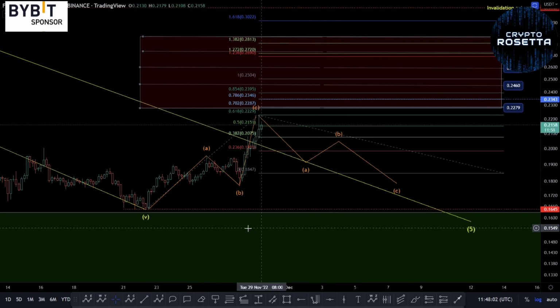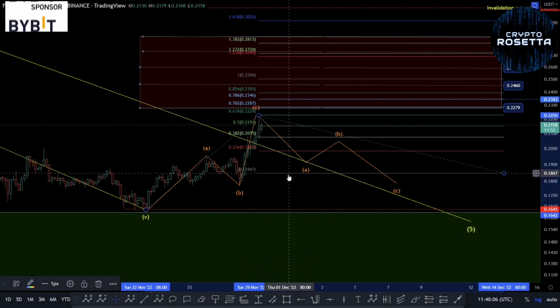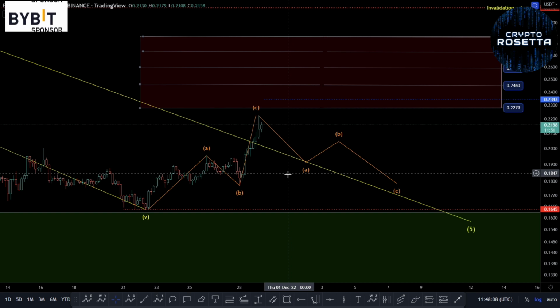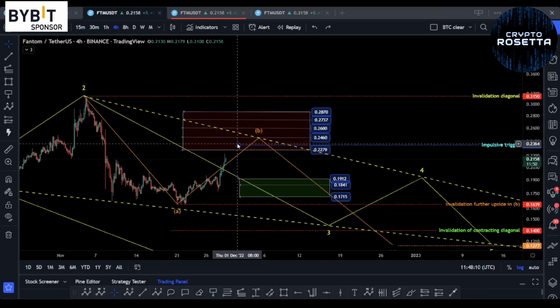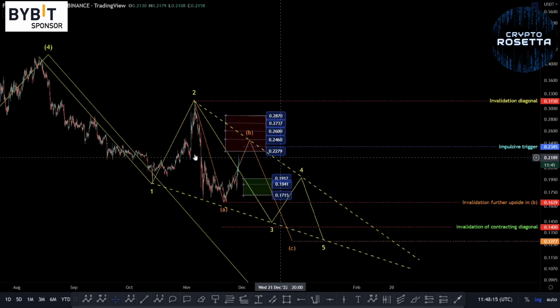If, however, we drop through, I'd be looking at a potential 5-wave move developing to the downside. Okay, so this is the one way that I'm looking at it. I'm going to just flip over here to this other chart quickly. So if we have a look at this chart, I'm looking at it slightly differently.